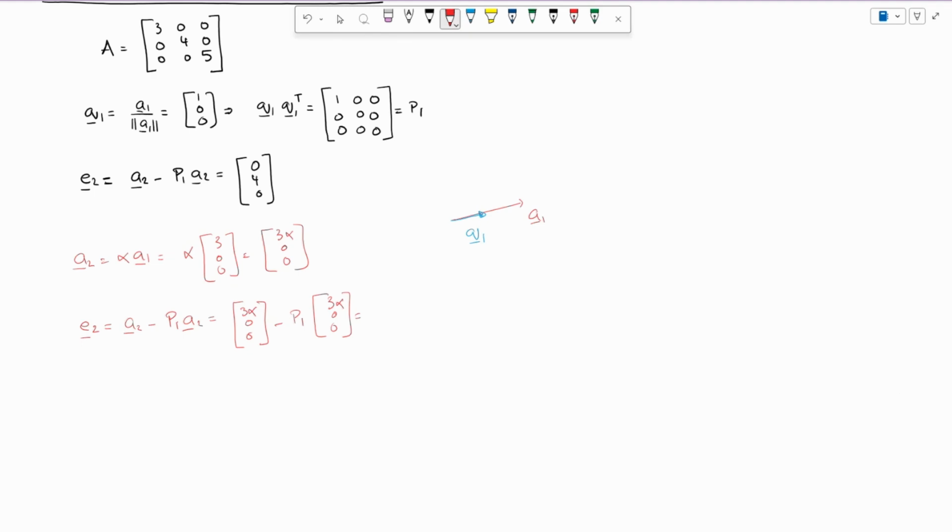What do you get? The result is 3 alpha something. What is it? Hey, hold on. What is the final answer? When you do, what is E2? Just tell me what is E2.